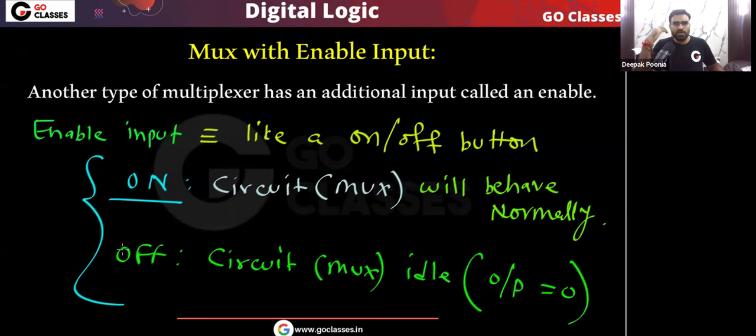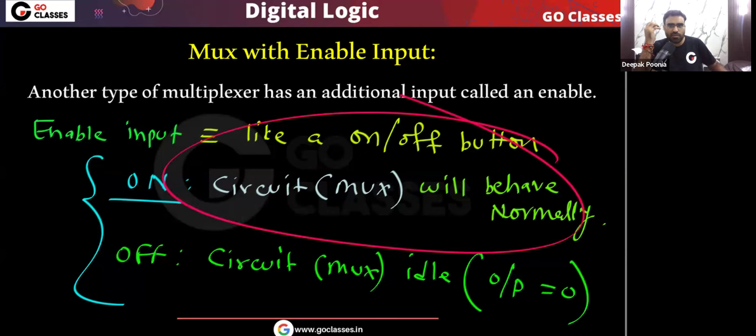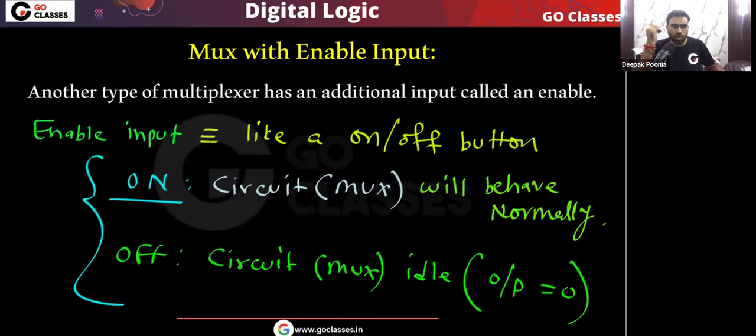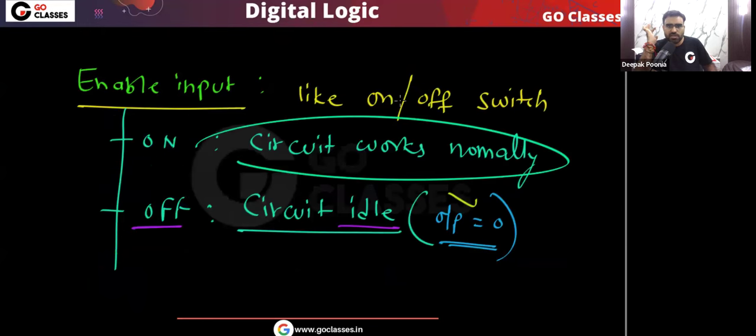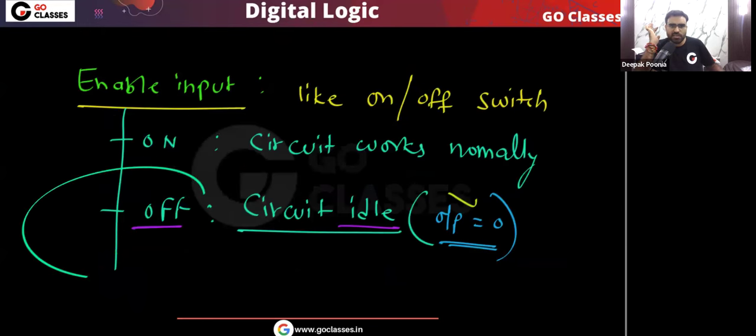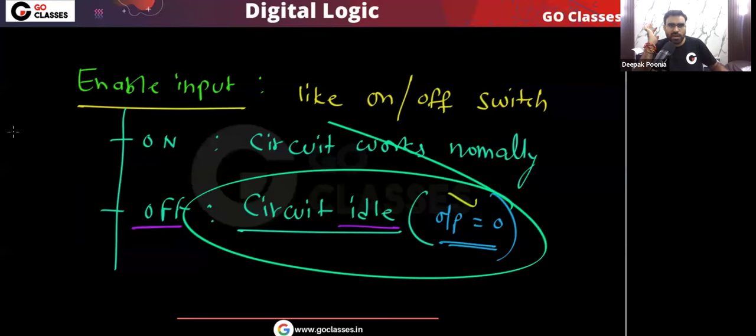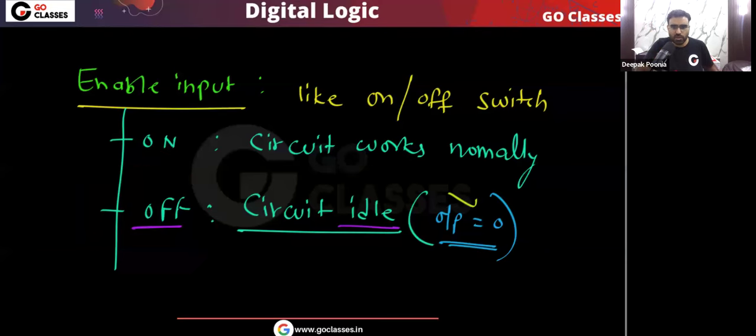So remember, this enable input is basically like an on off button. When it is on, the circuit will behave normally, and when it is off, the circuit will be idle, meaning the output will always be zero. Whatever you do, the output will be zero. So this is the idea of enable input.